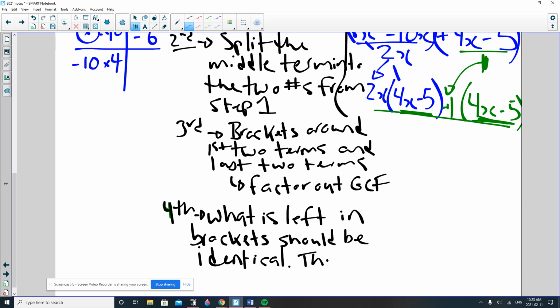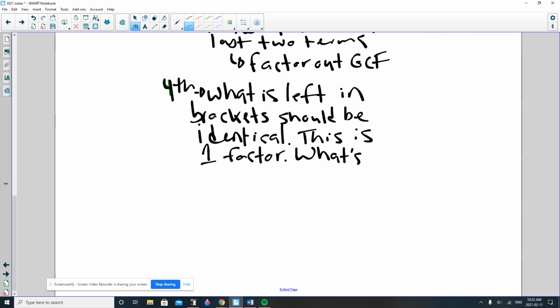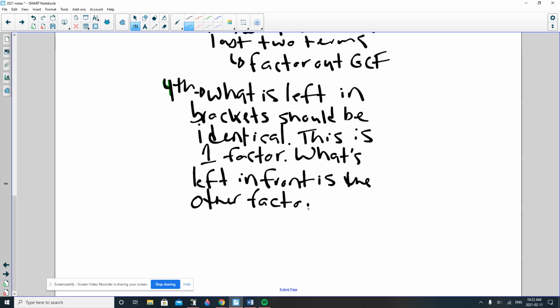So this is one factor. This is one factor. And then what's left in front is the other factor.